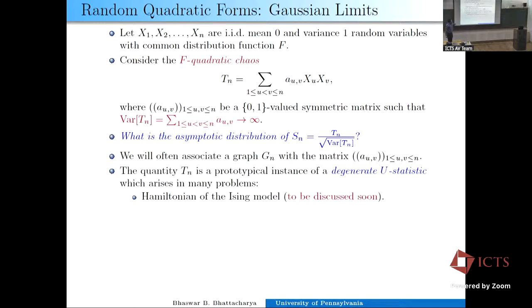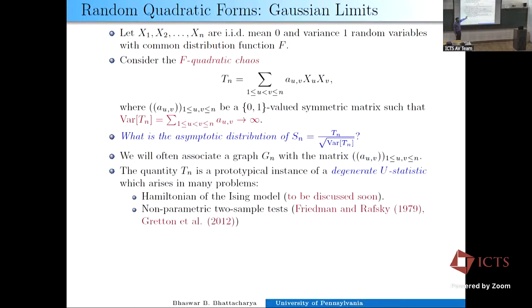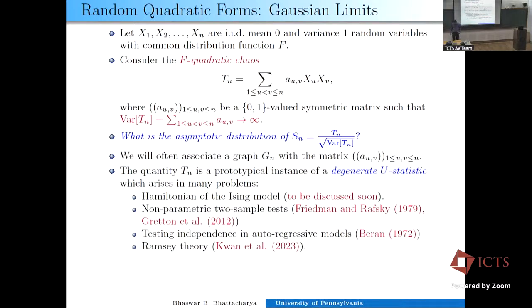So this object Tn is a very basic object. It appears in various different fields. You open any book in asymptotic statistics, you see that. It's called a degenerate U-statistic. It appears as the Hamiltonian of the Ising model, which I will discuss in a moment. It appears in lots of statistical tests in the time series literature. And it also appears in some extremal problems in combinatorics in the study of Ramsey theory. So understanding the asymptotics of this object is basic. And we know a lot about it.